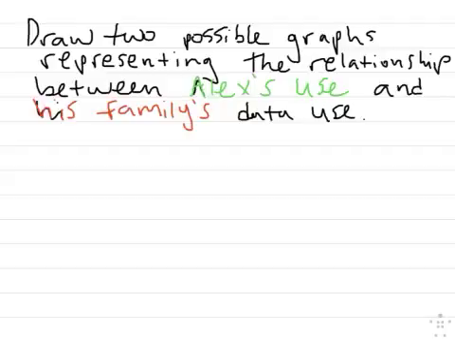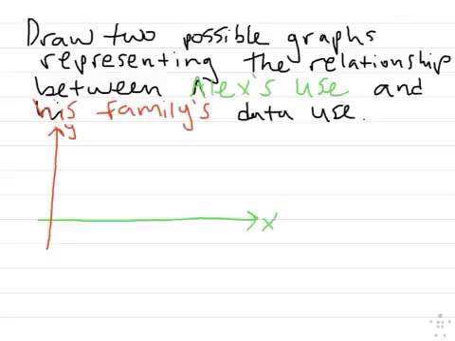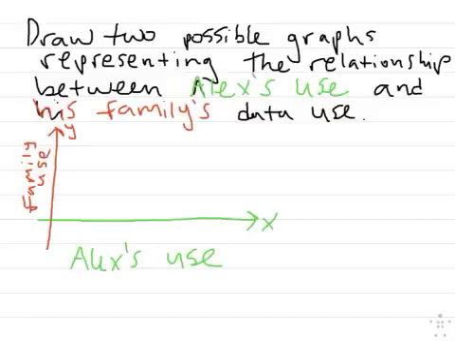Okay, so let's remember our independent variable is our x-axis, right? So we're just making these graphs up, trying to draw something that might kind of make sense. And his family, the dependent, what the outcome is, is the y-axis. So you can label these y and x if you want, and then you could even write Alex's use and family use.